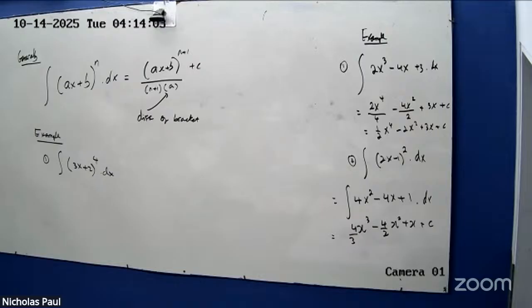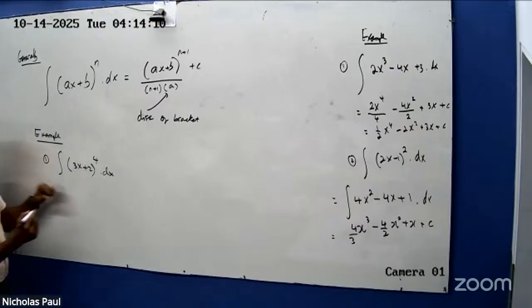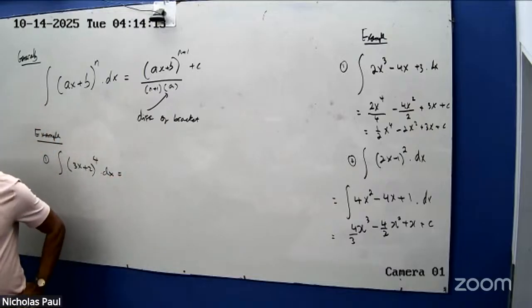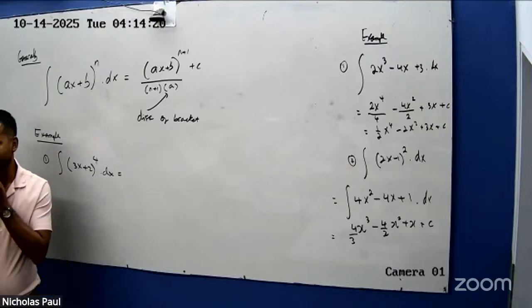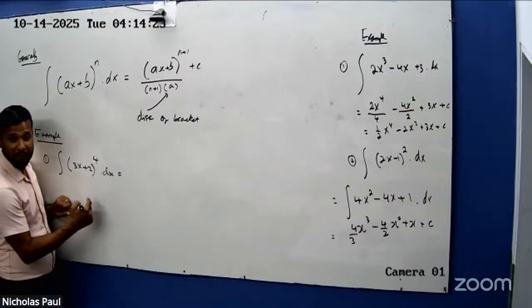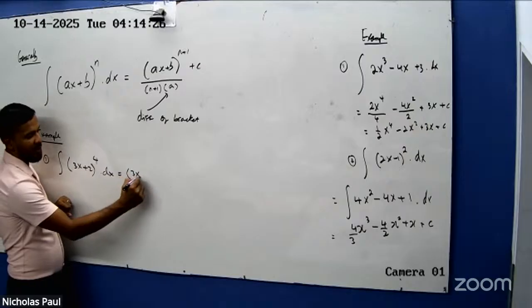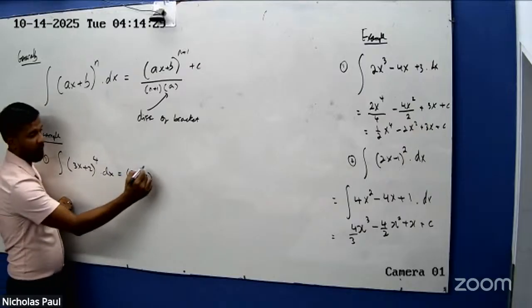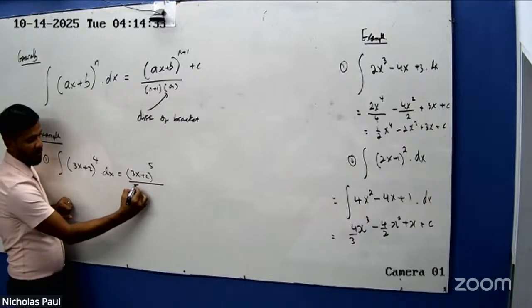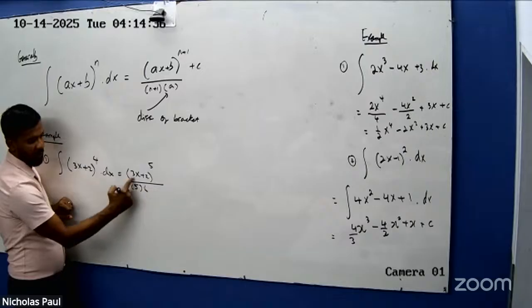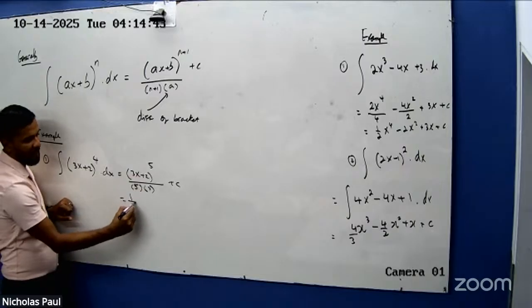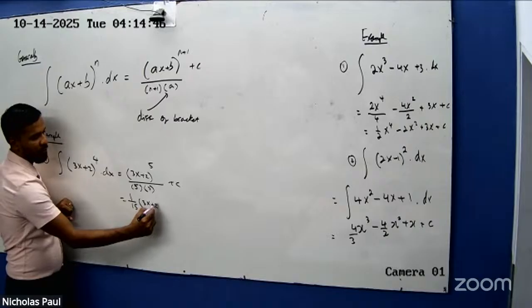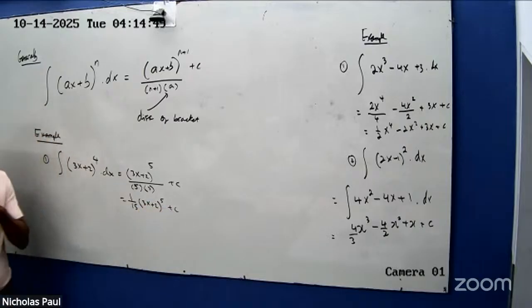Everybody confused? All right, help me out here. Writing back 3x plus 2, 4 plus 1, 5. Very good. That's it, right? So you can leave it like that, or you can write it like this: 1 over 15 by 3x plus 2 to the 5. Okay? That's okay?